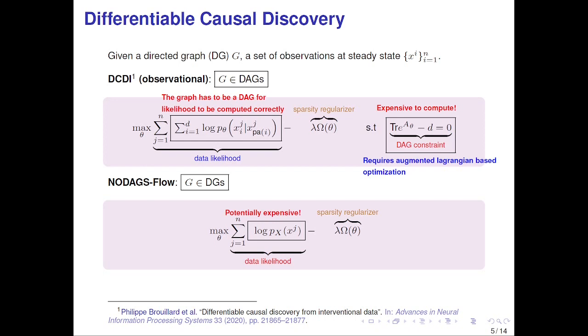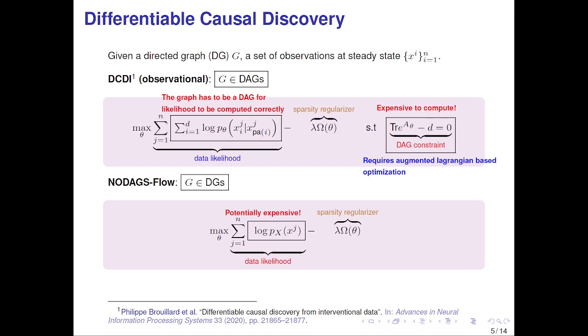While this method has several advantages, the main drawback here is in restricting the search space to the space of DAGs, as the DAG constraint can be quite expensive to compute for large graphs, and in addition it requires augmented Lagrangian based solvers for optimizing the objective, which can make the overall optimization problem quite complex. And moreover, the data likelihood that's computed is the true data likelihood only when the underlying graph in consideration is a DAG, which may not always be the case during the learning phase.